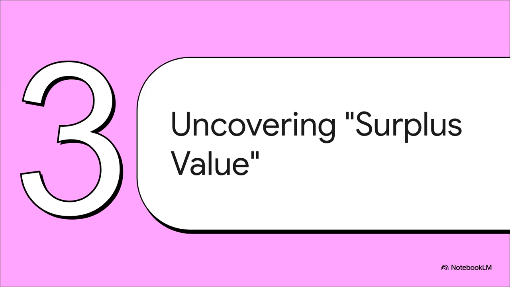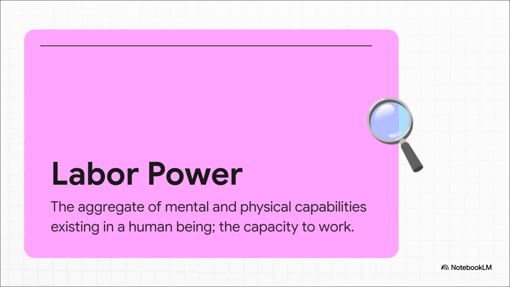To solve this riddle, Marx zooms his microscope in on one very, very special commodity. A commodity that's bought and sold every day, but is totally unlike anything else on the market. See, a worker doesn't sell their actual labor. They sell their ability to work for a certain amount of time, their labor power.